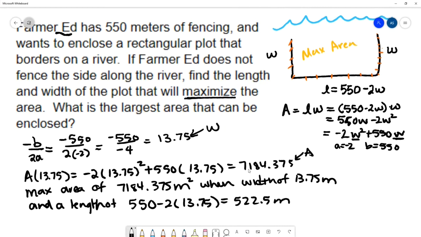So we have a maximum area of 7,184.375 with the width being 13.75 and the length being 522.5 meters.